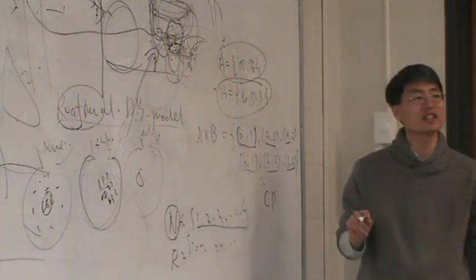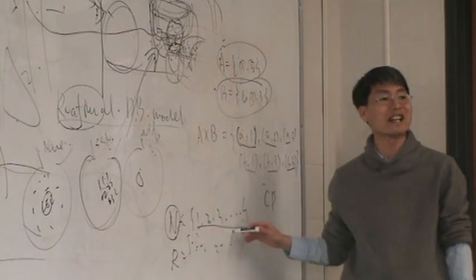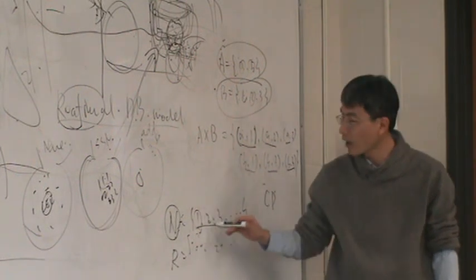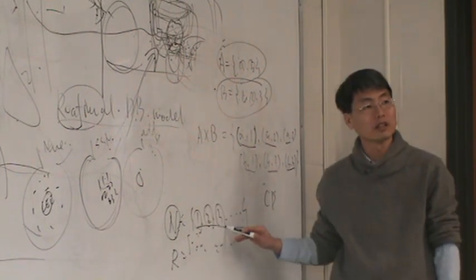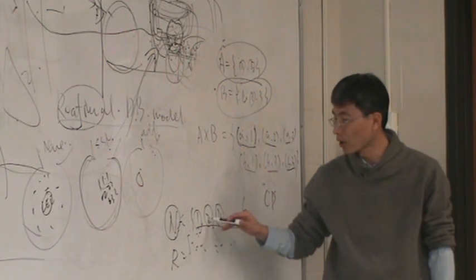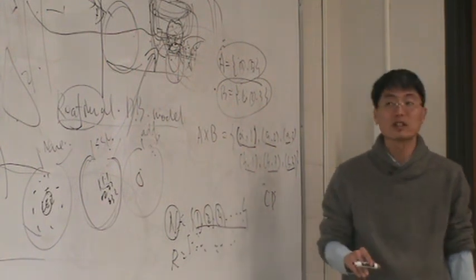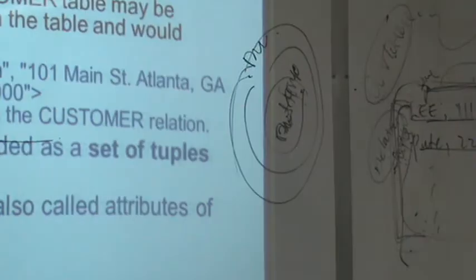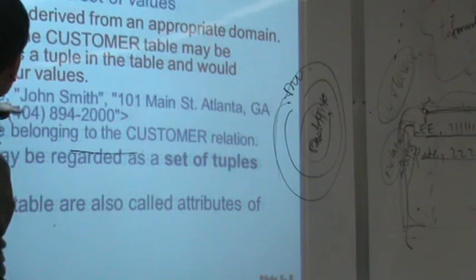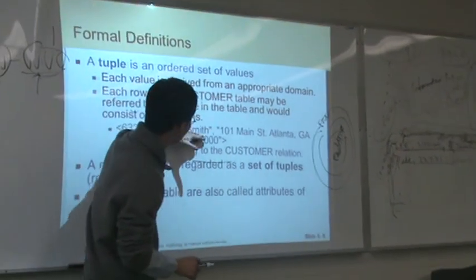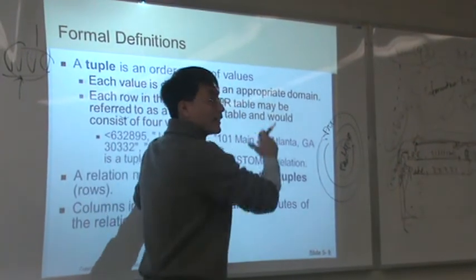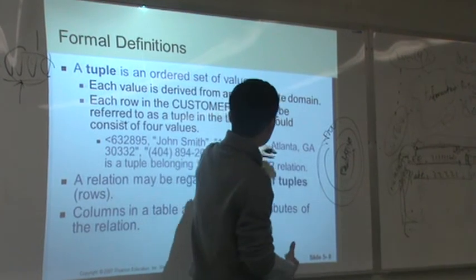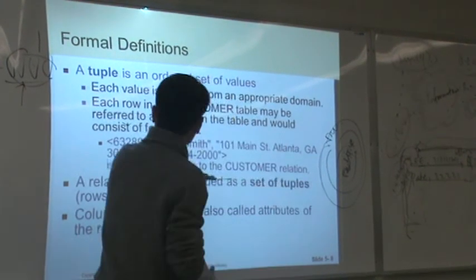In this case, this is an ordered set, which means there is an order: 1, next 2, 3. 3 cannot be bigger than 2. This is called an ordered set. In this case, an ordered set of values means there is an order, like 632895, followed by John Smith's value from the name domain, and 101 Main Street, Atlanta, Georgia, and so on.